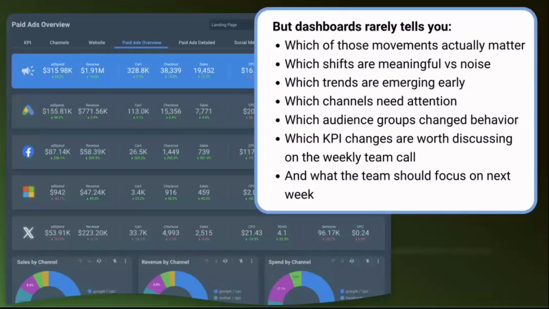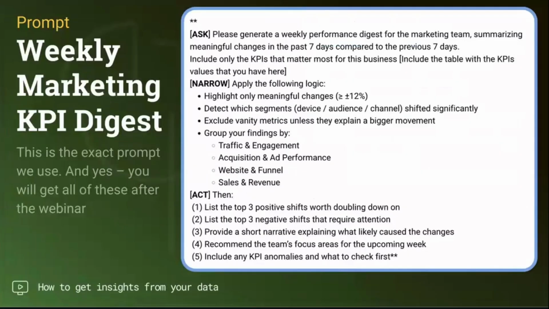So let me show you the structured question, the prompt that turns the weekly hour into one clear, actionable marketing KPI digest. This is how to prompt it. The ask part: Please generate a weekly performance digest for the marketing team summarizing meaningful changes in the past 7 days compared to the previous 7 days. Include only the KPIs that matter for the business. And here you need to include the KPIs and the values for them that you have.